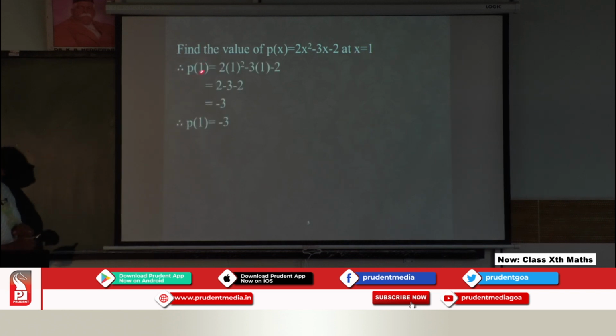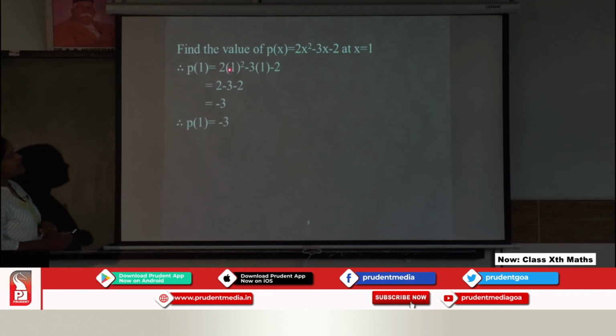So here you get, therefore P of 1 is equal to 2 multiplied by 1 square, since here there is x square, I wrote here 1 square, minus 3 into 1, that is 3x means 3 multiplied by 1, and the last one is minus 2. So what do I get? 1 square is 1, 1 into 2 I get 2, minus 3 into 1 is minus 3 and minus 2.